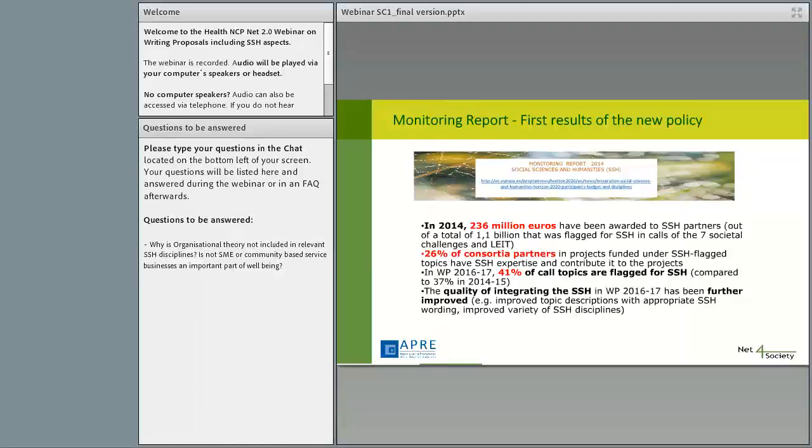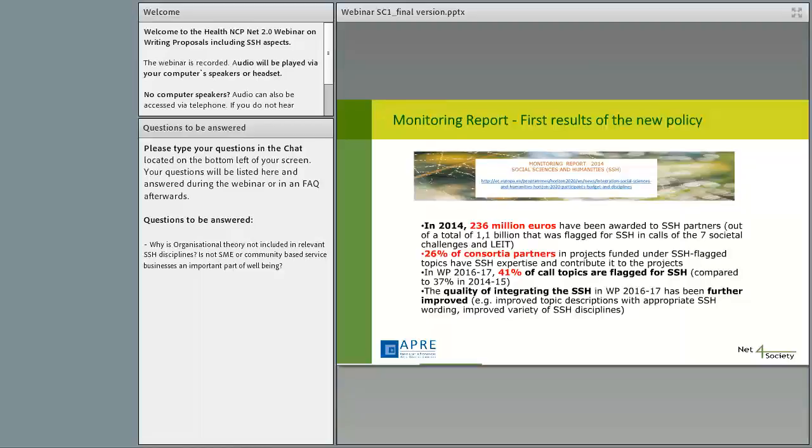These data are from the monitoring report published by the European Commission on the topics 2014, a monitoring report on the integration of the socioeconomic sciences and humanities. In this report you can find these figures. In 2014, 236 million euros have been awarded to the socioeconomic sciences and humanities partners. And 26% of consortia partners in projects funded under the socioeconomic sciences and humanities flagged topics have SSH expertise.